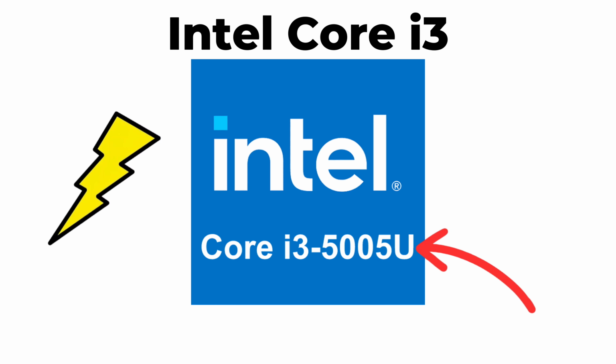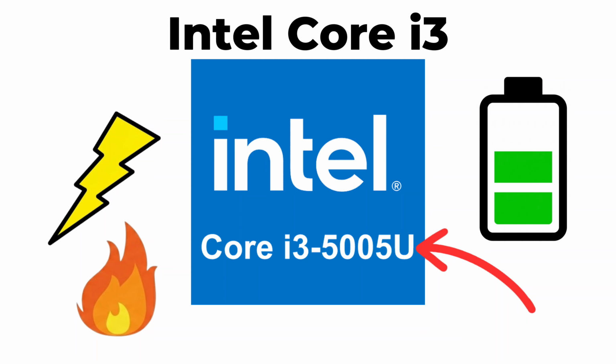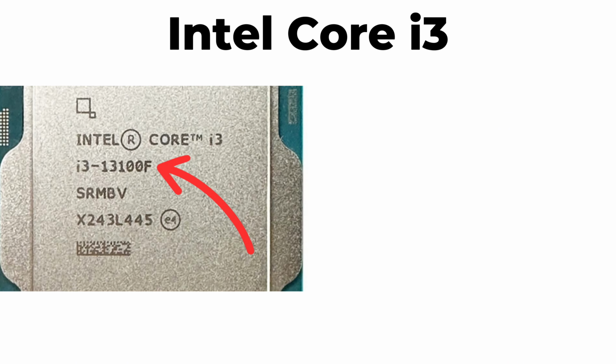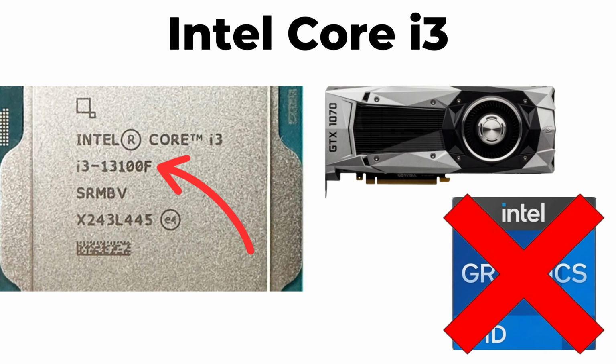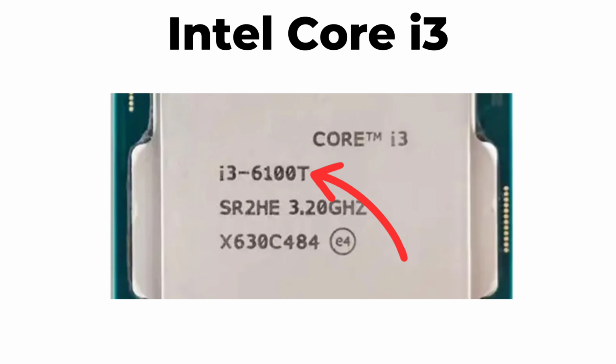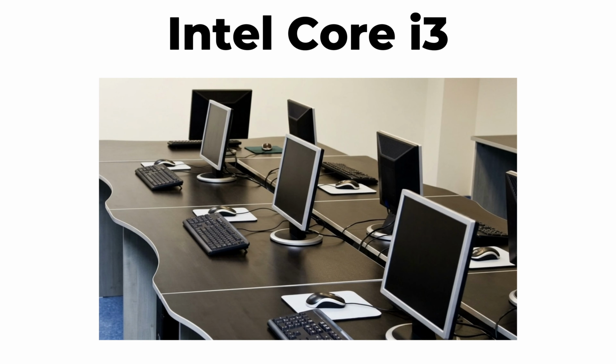The U suffix means lower power consumption for less heat and longer battery life. The F suffix means no integrated graphics, so you'll need a dedicated GPU, but it's cheaper, and the T suffix is designed for low-power desktops.